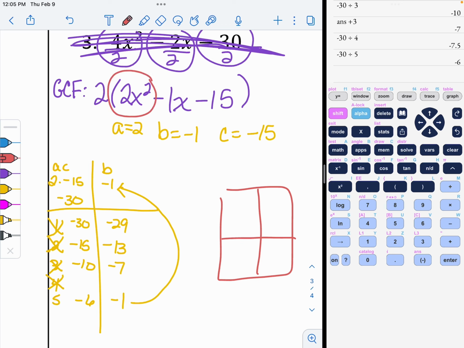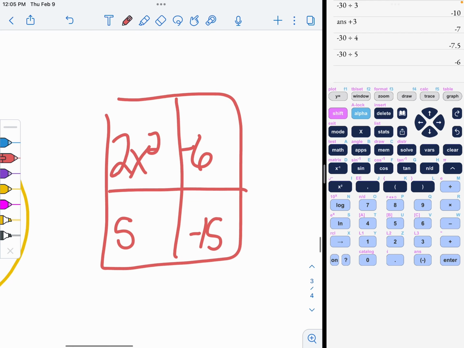I put my 2x squared in the top left. Negative 15. Catty corner 5 and negative 6 with half the variables presented, so x and x instead of x squared.